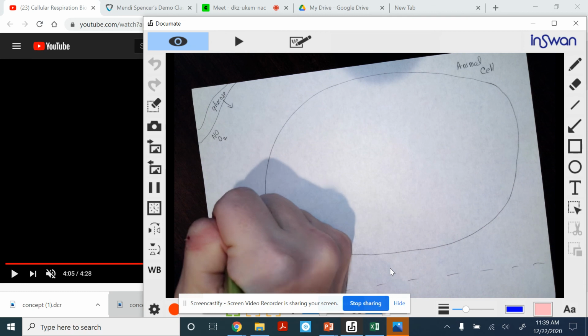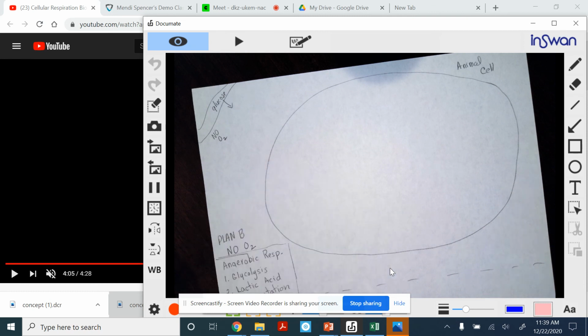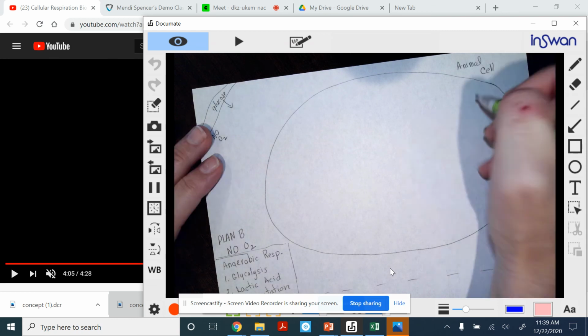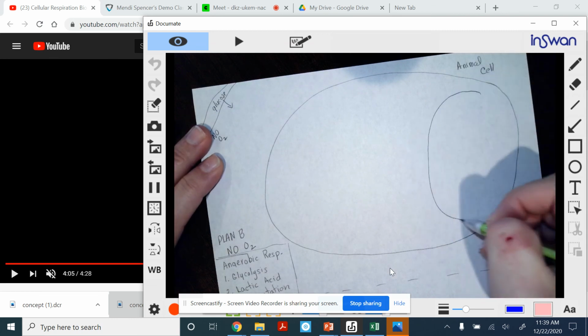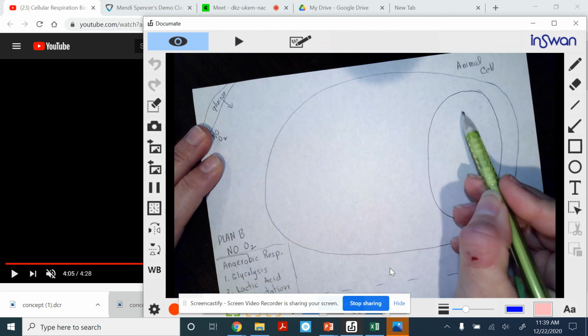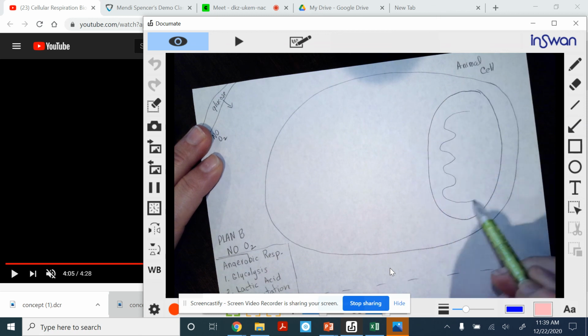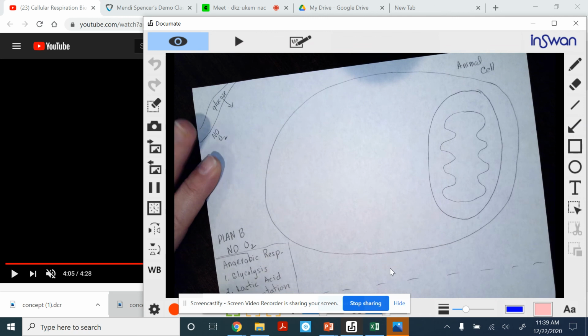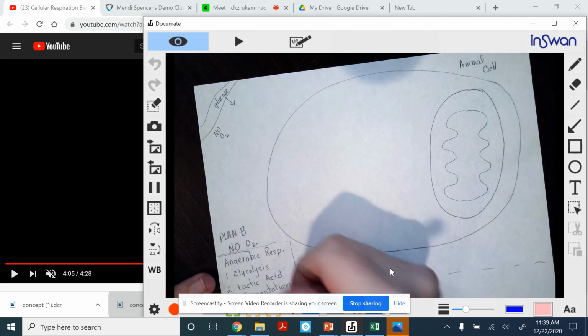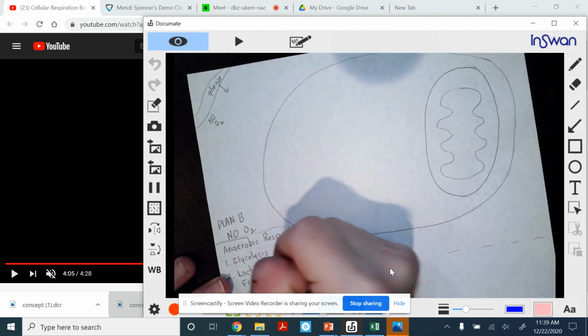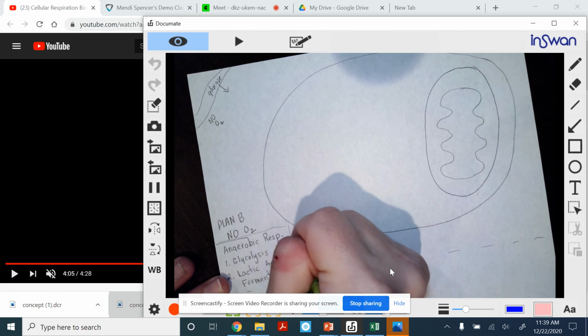So I like to kind of call this plan B. Technically, it's not called scientifically plan B, but I think you guys understand what plan B is. If plan A doesn't work out, you got to switch over to plan B. Okay. I want you to go ahead and draw a mitochondria in there, pretty big one, but I don't want it to take up the majority. I need to see more cytoplasm because these two steps happen in the cytoplasm. I'm going to indicate that. They happen in the cytoplasm.